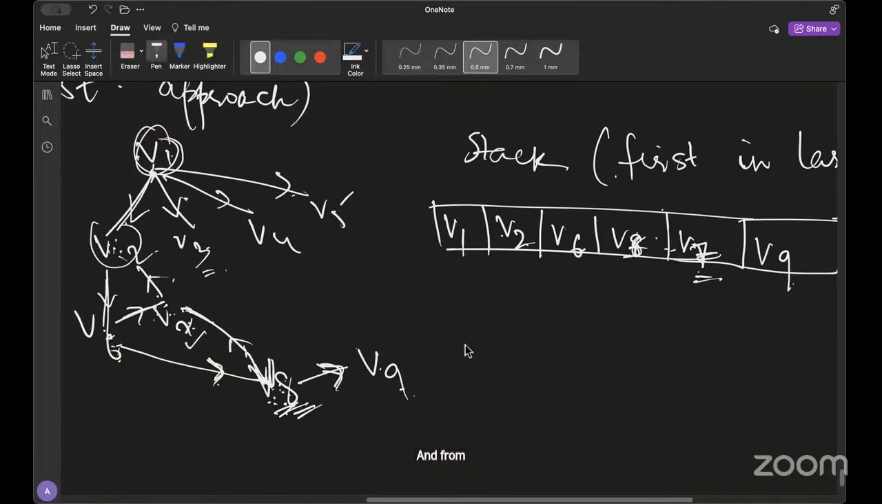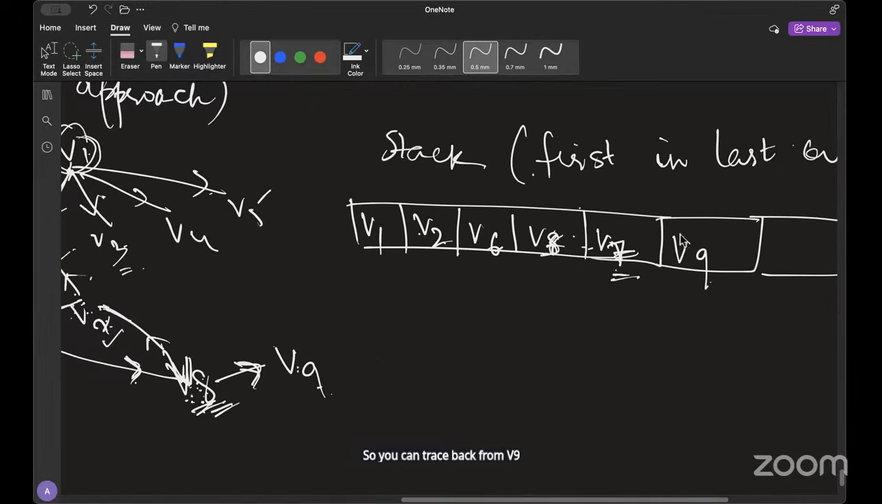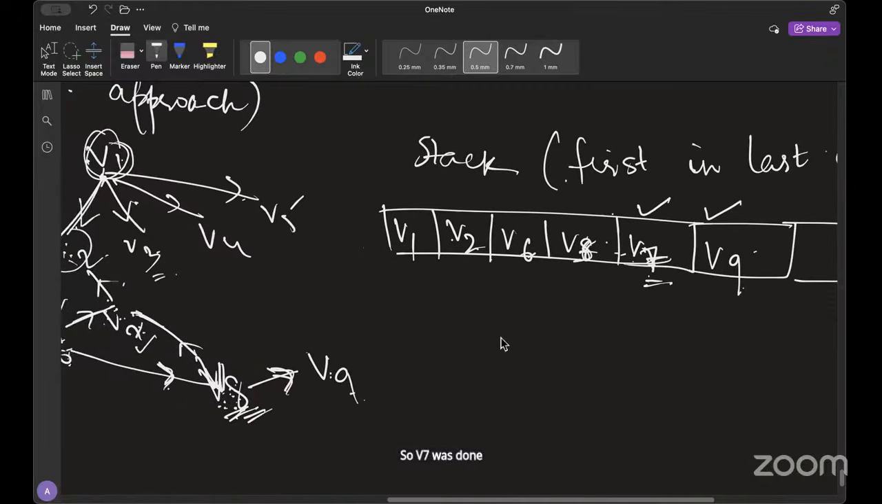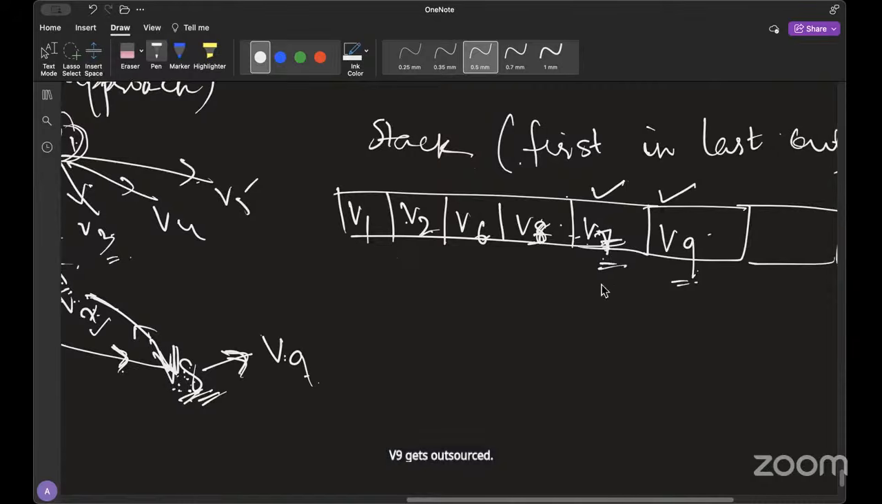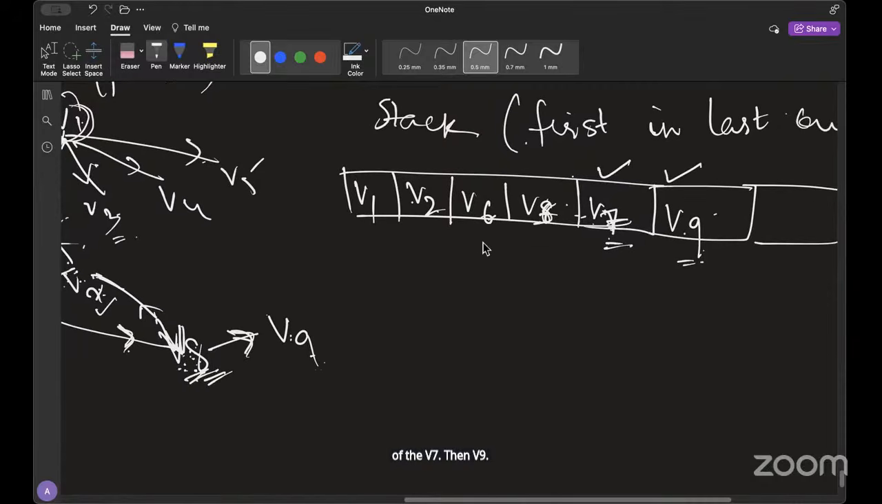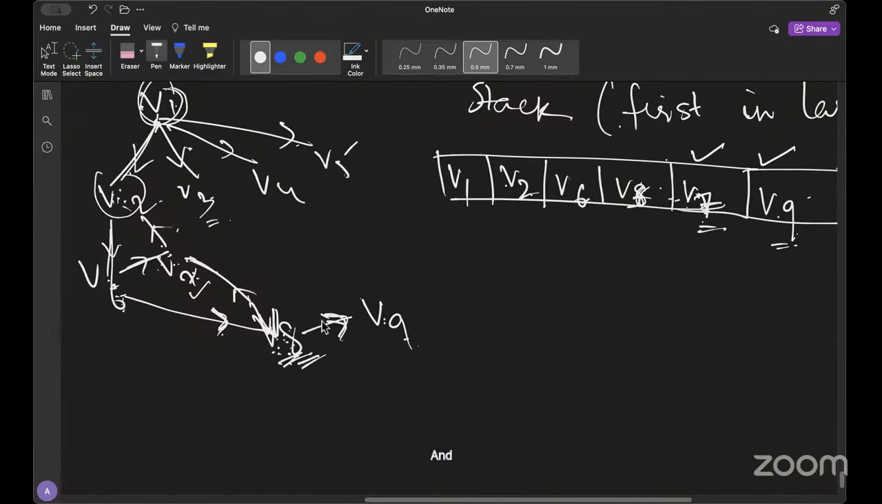And from V9 there is nothing else. So you can trace back from V9 to V8, and V9 is done. So V7 was done, then V9 is done. Notice that the last one gets out first. V9 gets out first after V7. Then V9. Then you trace back to V8, and there is nothing left to explore from V8, right?